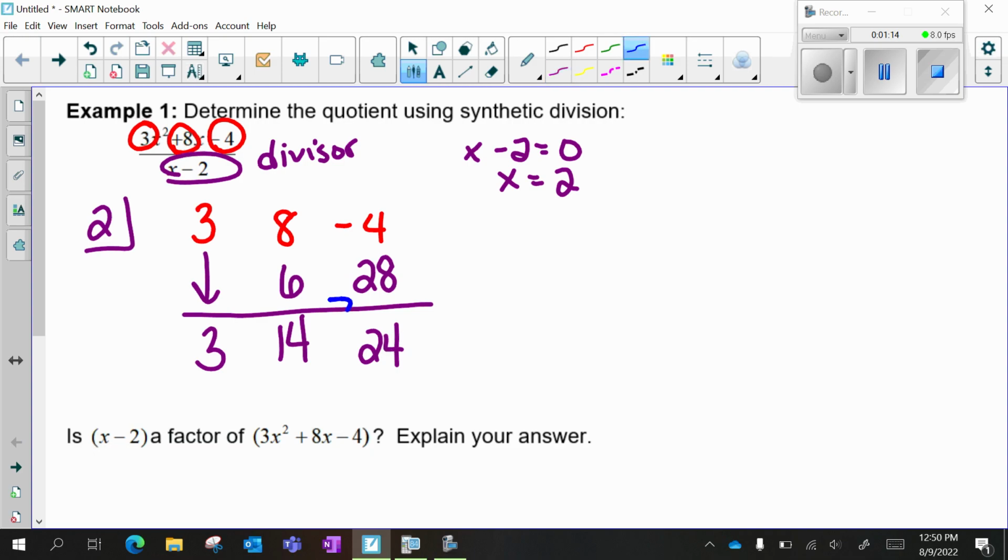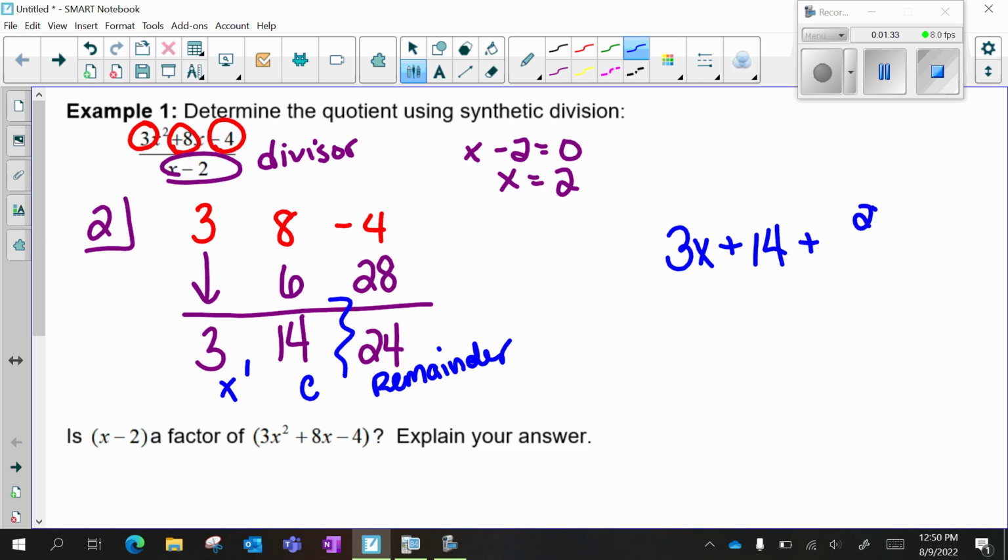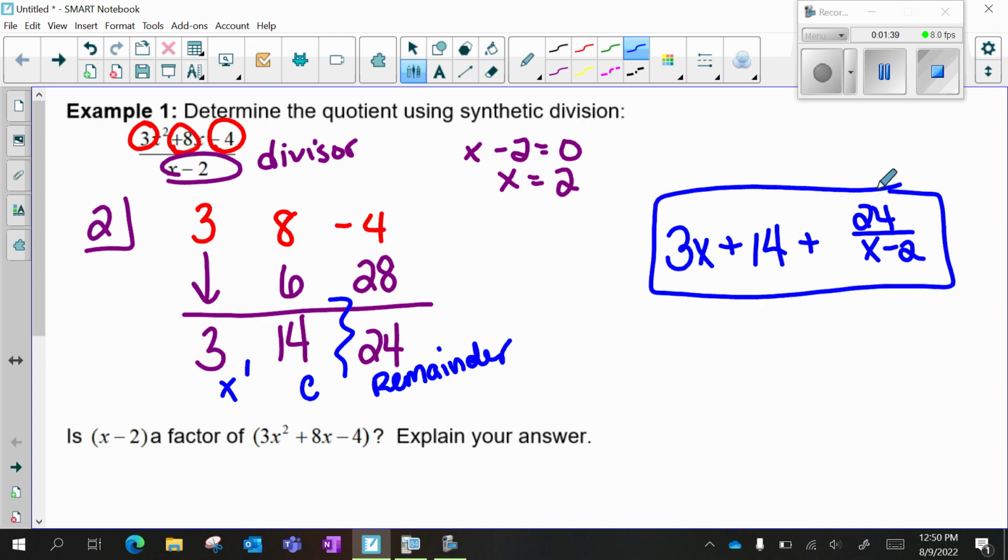So then remember that we draw our line. This part is the remainder. Then we go constant, x to the first. If I were to continue, it would be x squared, x to the third, and so on. So our quotient is 3x plus 14 plus 24 over x minus 2, because that was our divisor.